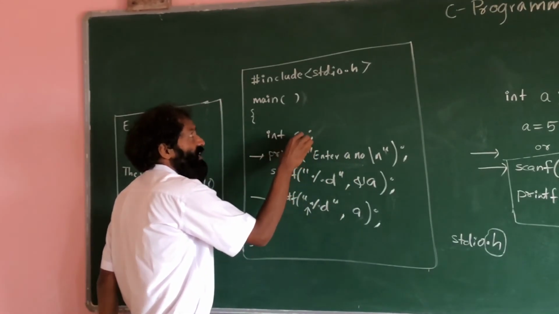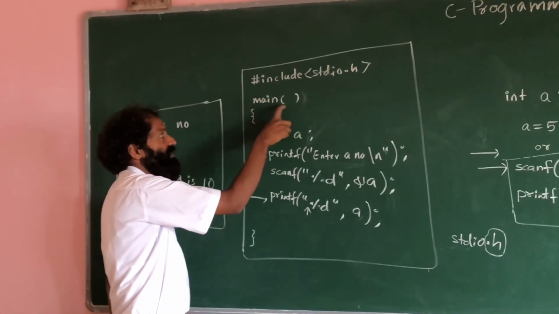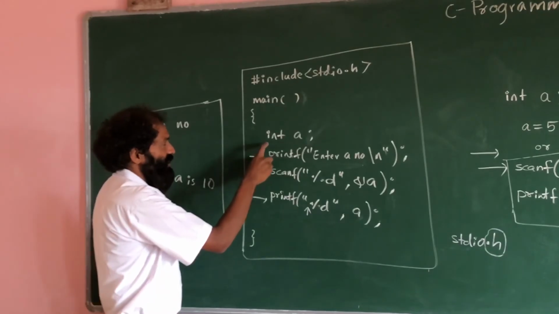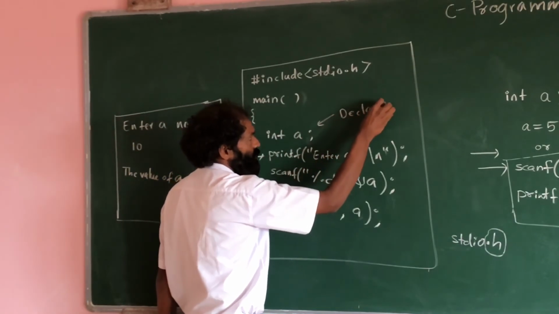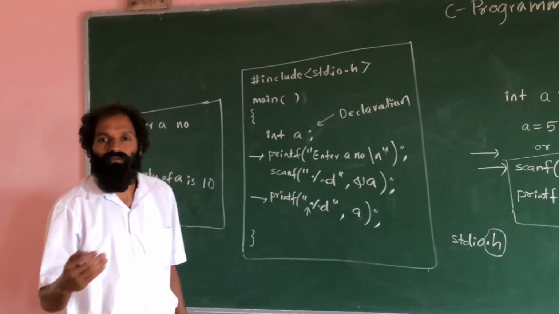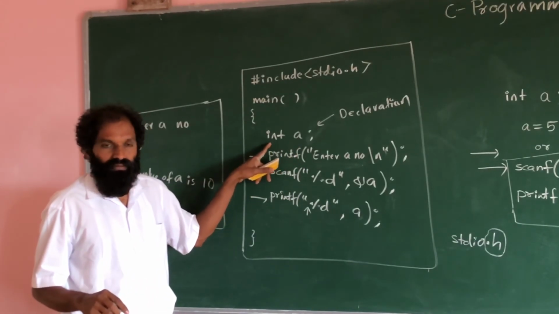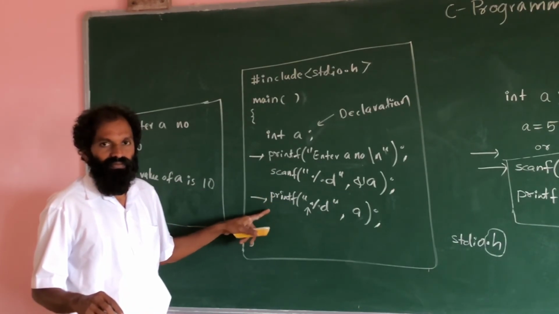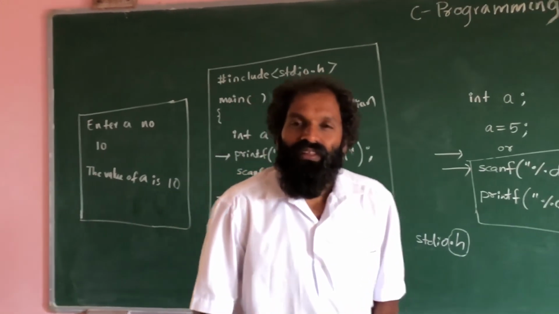Once again, I will tell. This line is called header files. This is the main function. We open the curly bracket. This is called declaration. Declaration means we are going to reserve memory space for the variables. This is the variable, this is the data type. Okay. With this is input, this is output. I hope you understood how to write a simple program.